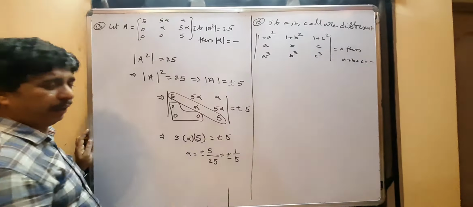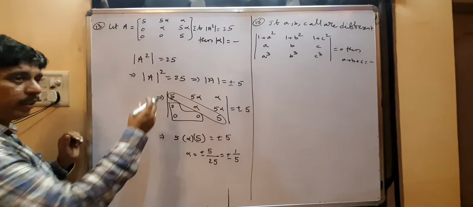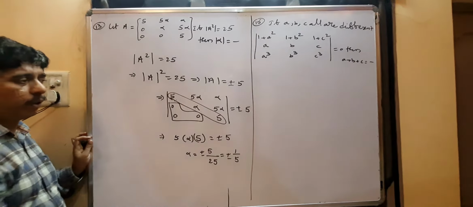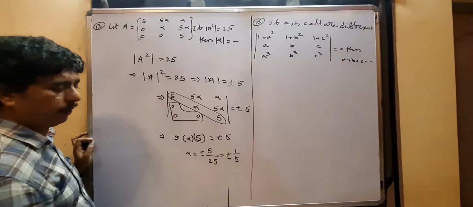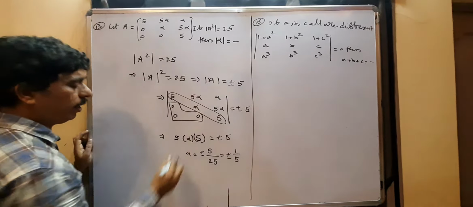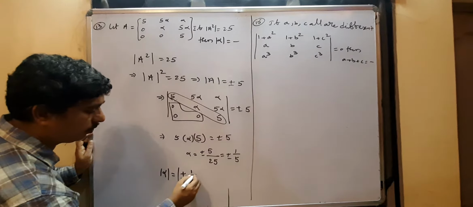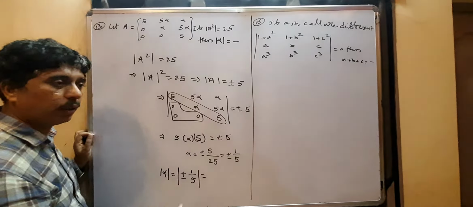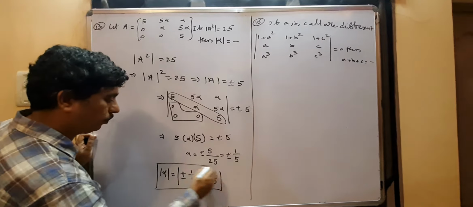Now let's see to find the determinant. Directly this is an upper triangular matrix. The determinant of a triangular matrix is the product of the diagonal elements. So the product of the diagonal elements is 5 into alpha into 5 equal to plus or minus 5. Alpha value is plus or minus 1 by 5. They asked to find mod alpha. Mod alpha means modulus of plus or minus 1 by 5. Modulus of a positive quantity is plus, modulus of a negative quantity is also plus. 1 by 5 is the answer. Copy it.